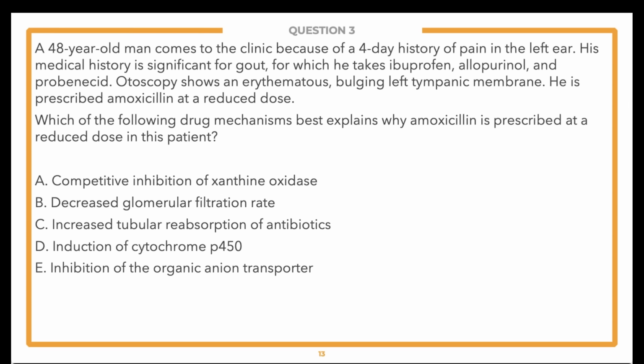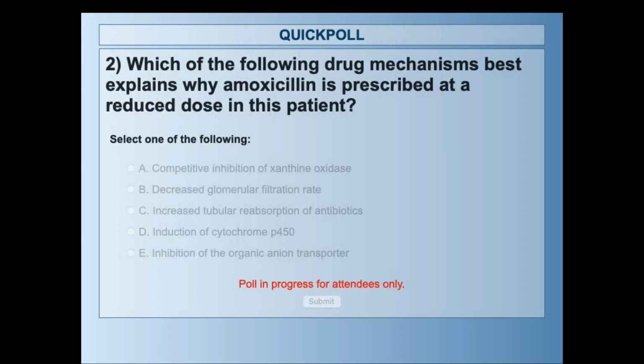Okay, everybody, here we go. We're going to launch this poll. Let us know which drug mechanism best explains why this patient's physician prescribed amoxicillin at a reduced dose. Quite a few variables you need to be able to work through here. Hopefully you've got a good read on this one, and we're going to let the votes roll in. Once we get to about 70%, we'll close that poll and share the results.